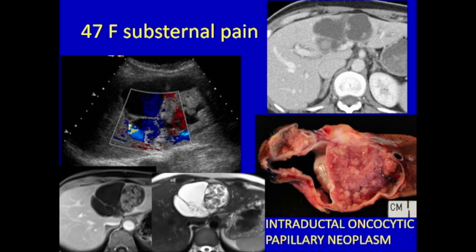These are sort of like the IPMNs in the pancreas. That's how I remember them. They can be relatively benign. Once they start getting solid, growing, enhancing components, malignant need to come out.